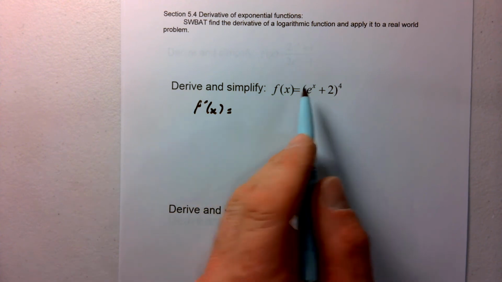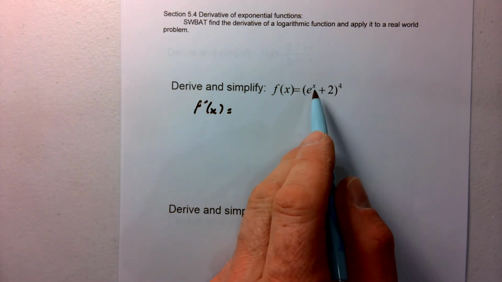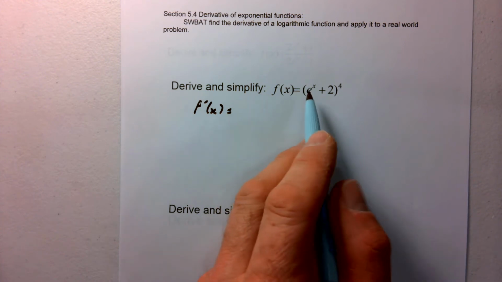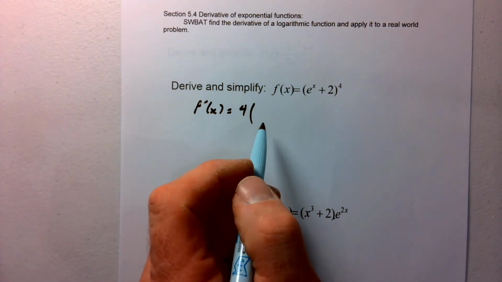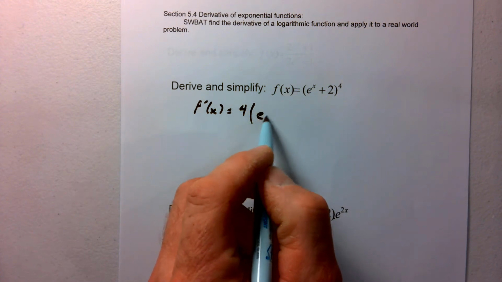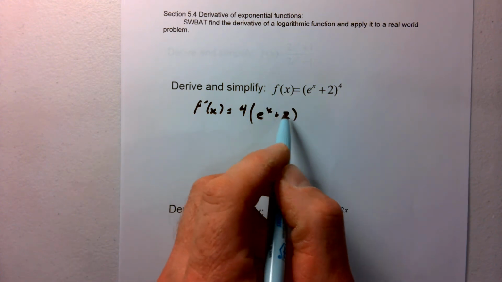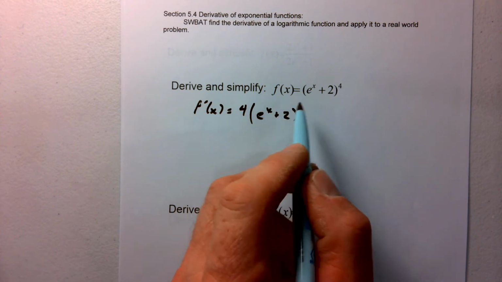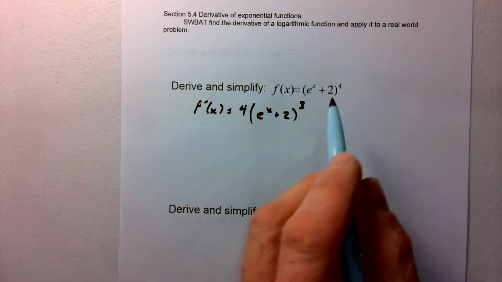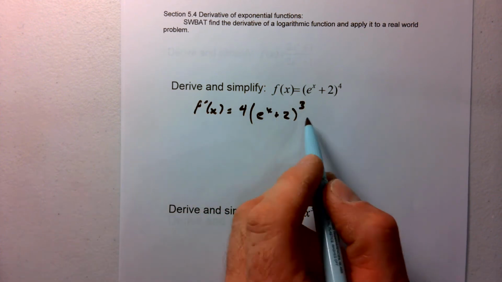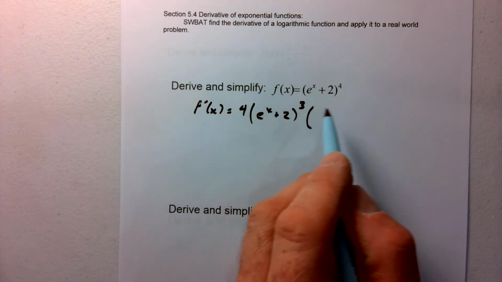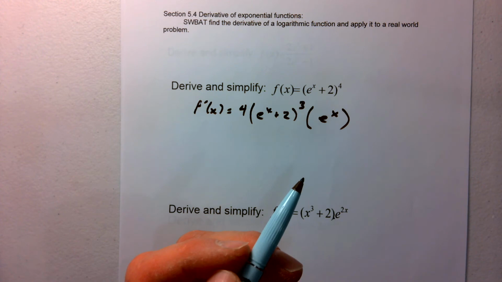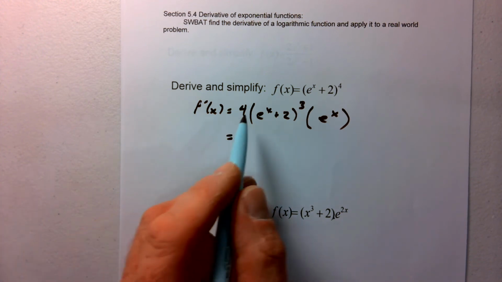So here, if I have the chain rule, we're going to bring that exponent to the front, just like the product rule. Our e to the x plus 2 is going to stay the same. The inside stays the same. We're going to take the exponent and decrease it by 1, and we're going to multiply by the derivative of the inside. Derivative of e to the x plus 2 is e to the x. And that's really all we're going to be able to do with it.